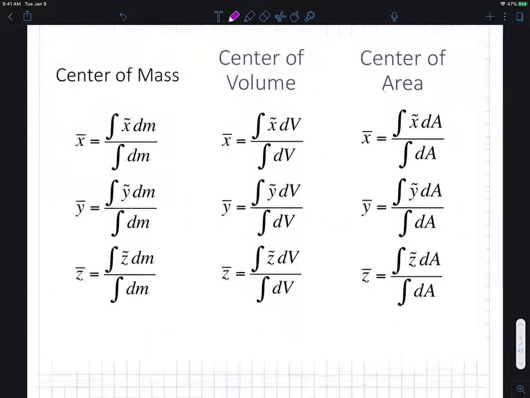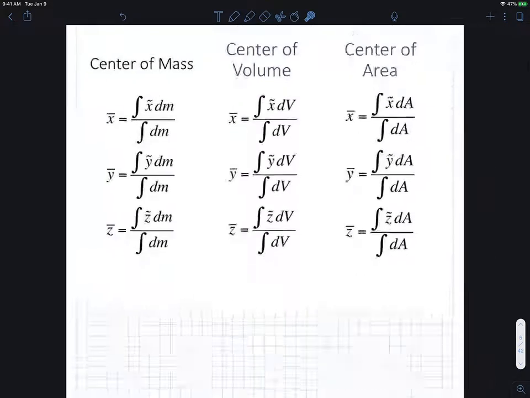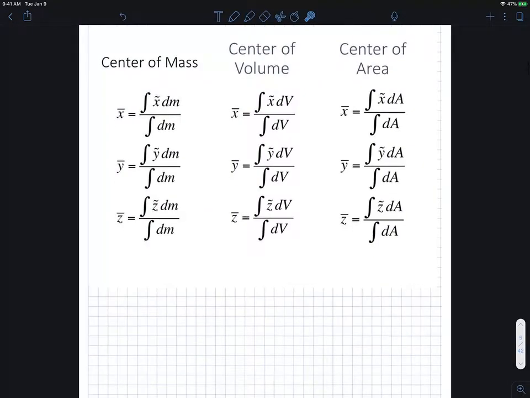And so we can look at all of the definitions, and of course in 3D we would expect to have x, y, and z. And you might be familiar with different versions of this where we can look at center of mass, center of volume, and also center of area depending upon our system. So let's talk a little bit about how we go from center of mass to center of area and what the relationship is between those.